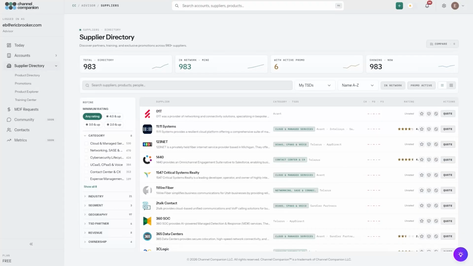Now, the supplier directory, and this is dedicated to you, not a specific TSD. It's built from your TSD relationships and any direct agreements that you have. Believe it or not, there are roughly 1,200 suppliers in total in the ecosystem and in the platform. Every one of them has products, training resources, and contact information.